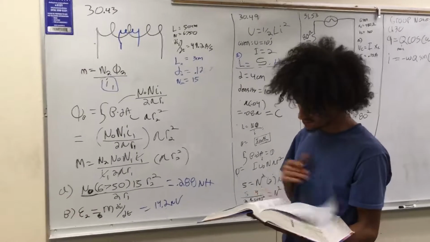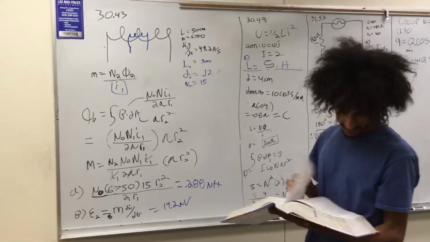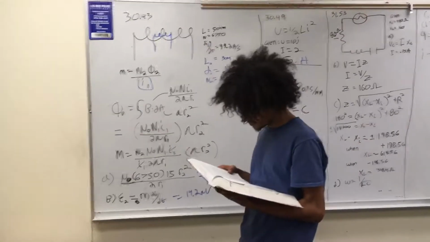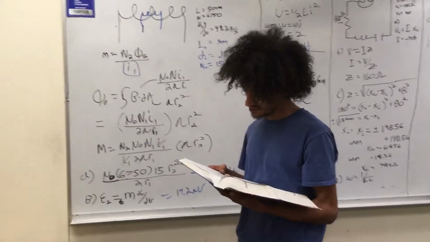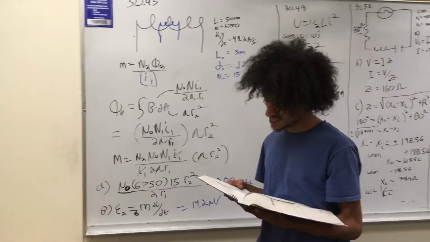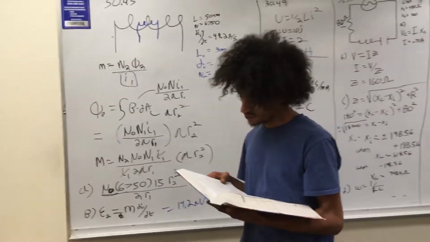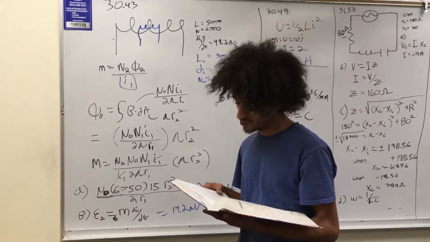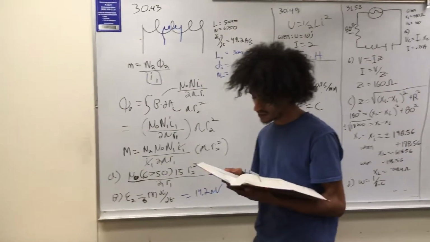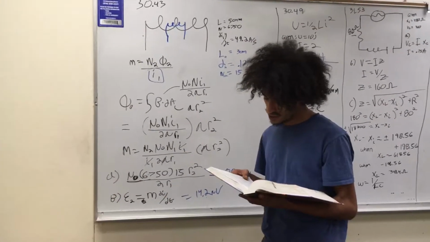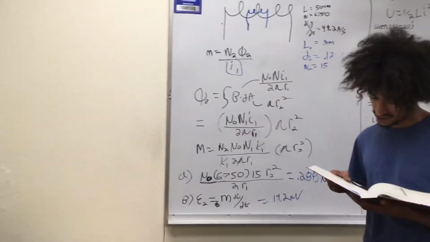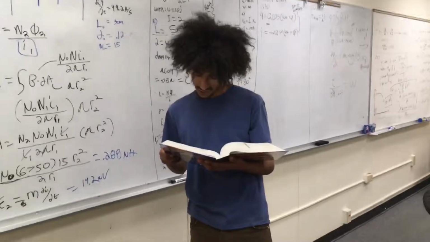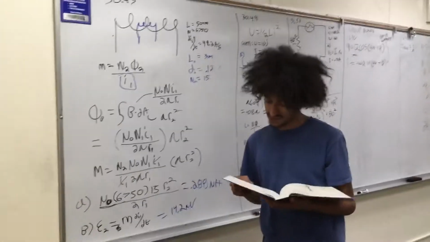Chapter 30, problem number 43. One solenoid is centered inside of another. The outer one has a length of 50 centimeters and contains 6,750 coils, while the coaxial inner solenoid is 3 centimeters long and 1.2 centimeters in diameter and contains 15 coils. The current in the outer solenoid is changing at 49.2 amps per second. What is the mutual inductance of these solenoids?